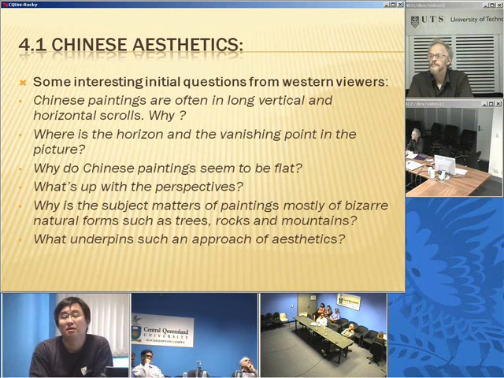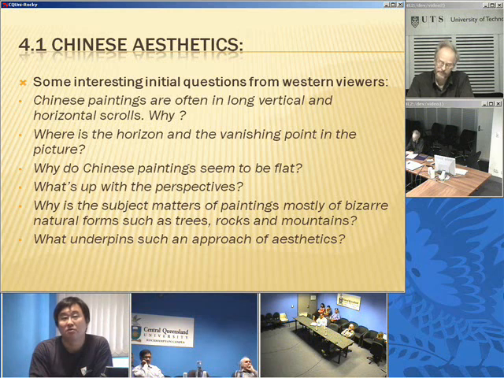The unique characteristics of Chinese art and aesthetics may be reflected by some initial questions when a Western viewer first encounters Chinese art. Questions such as: why are Chinese paintings often in long vertical or horizontal scrolls? Where is the horizon, which is the typical feature in Western art and pictures, and where is the vanishing point in the picture? Why do Chinese paintings seem to be flat? What's up with the perspectives? And why are the subject matters of painting mostly bizarre natural forms such as trees, rocks, mountains?